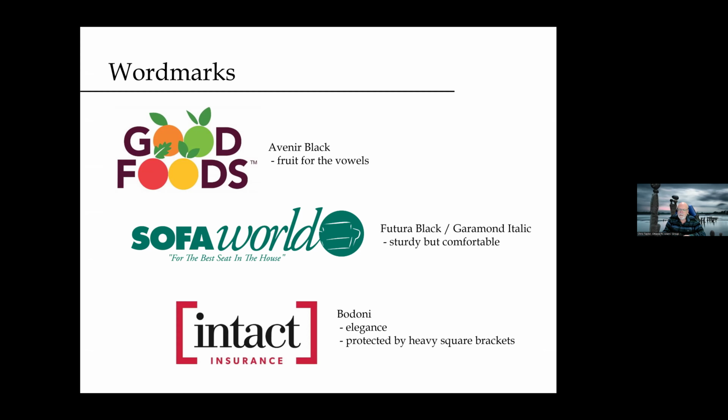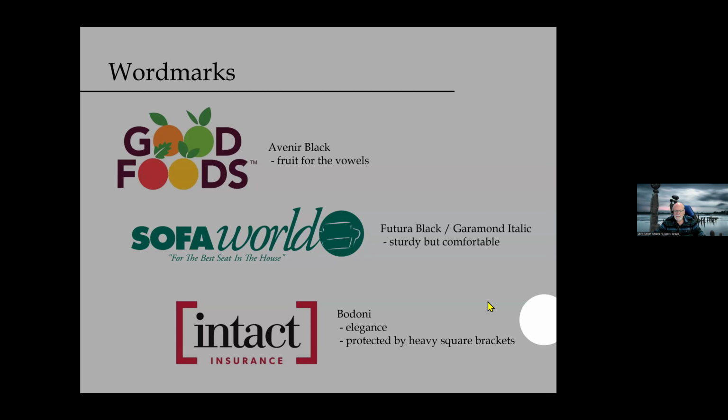Intact Insurance, they use Bodoni, which imparts a certain elegance to it. It has things like a ball terminal on the C. It has an elegant top part of the T, a very large dot on the I, and then they protect it with heavy square brackets. So elegant protection gives a really nice feeling for an insurance company. Going is a web app or a phone app you can use to get cheap flights. And so by making the G into an arrow, it evokes a feeling of movement or travel.